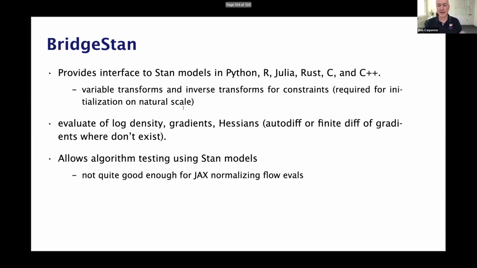I don't actually have an end slide. I'll leave you on this one because this one may be the most interesting thing to you, which is a way to use Stan without using Stan's inference in case you want to evaluate your own.